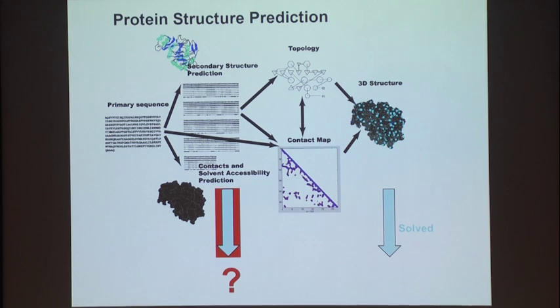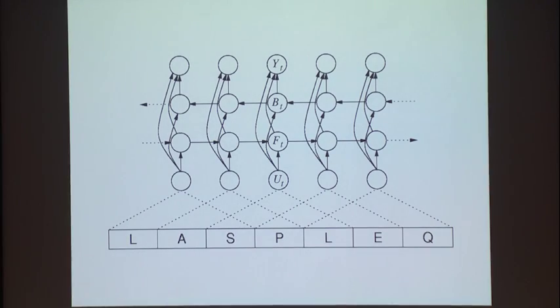Let's look at the first stage, which is essentially predicting secondary structure. You can view it as a translation problem, going from a language which has 20 letters, the 20 amino acids, to a language that has 3 letters, alpha, beta, or coil. So it's a translation problem.